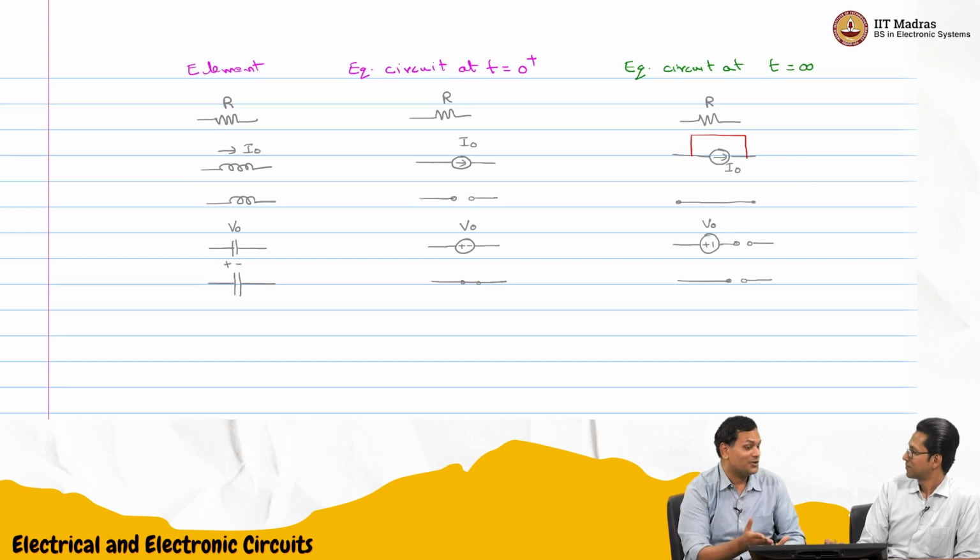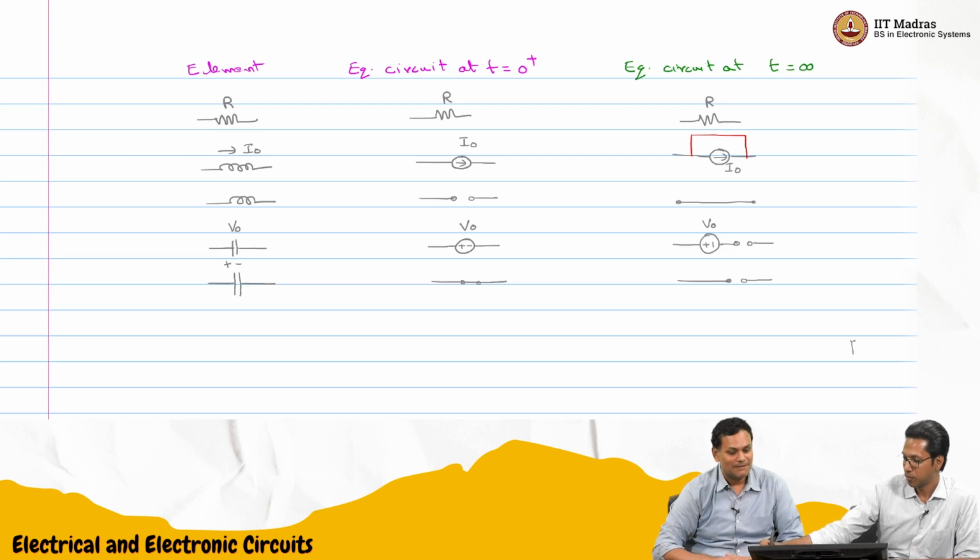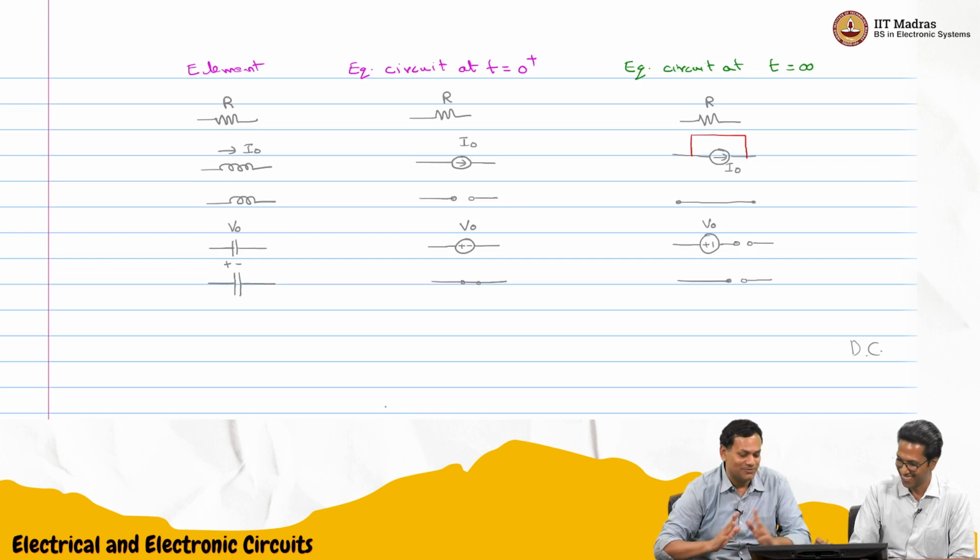For AC, this is not true, no? Because di by dt keeps changing. For a sinusoidal voltage, it will be changing. So this is only for DC. That's right. So I think that maybe they should, or all of us should, remember.